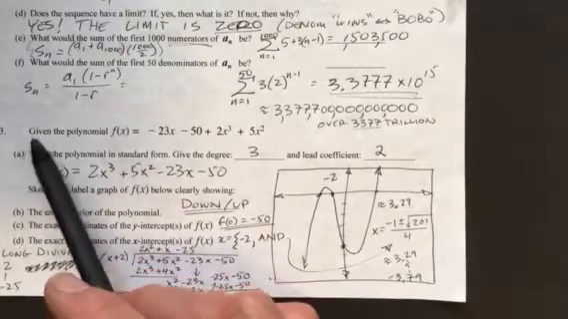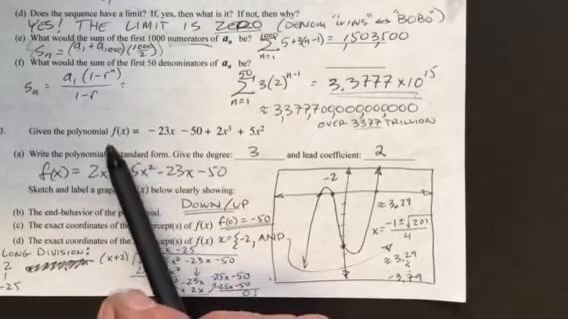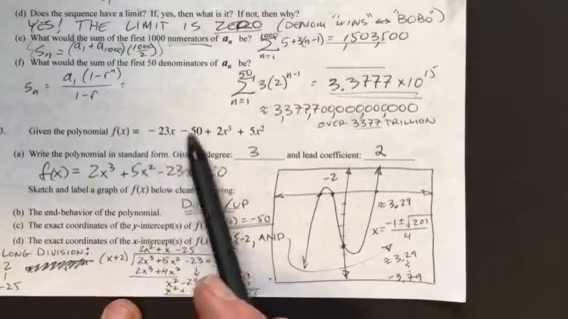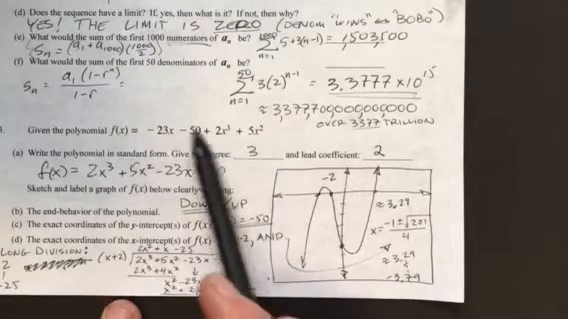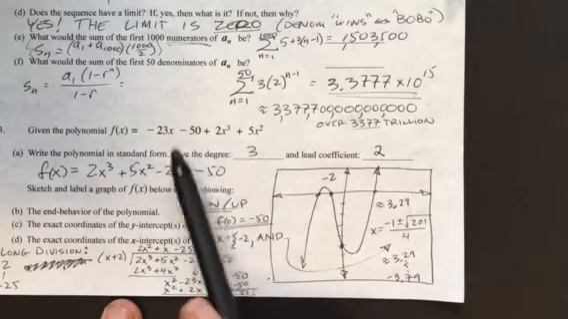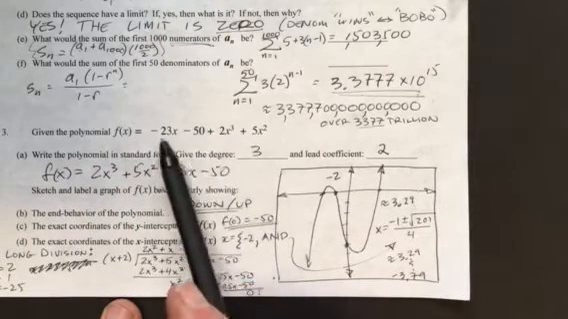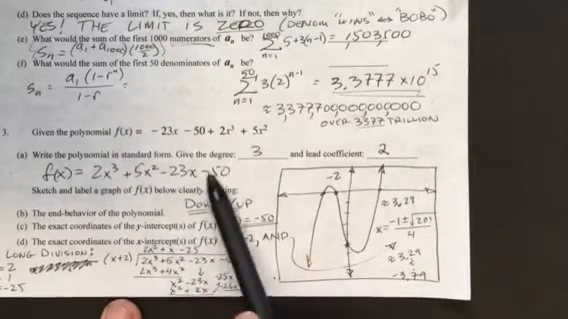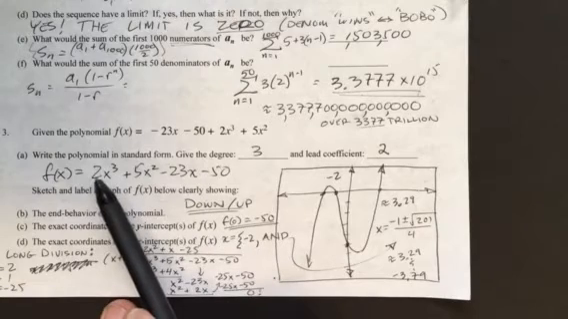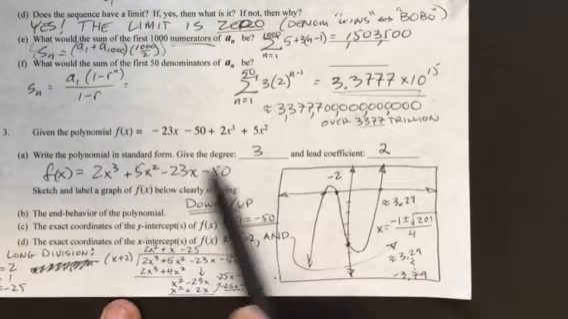Number 3 is, given the polynomial, f of x equals, well, this is a polynomial, we're told that. I want to put it into standard form. That's by degree, first degree, highest degree, then next, and then the constant term. So there it is in standard form. The lead coefficient is 2, the degree is 3.